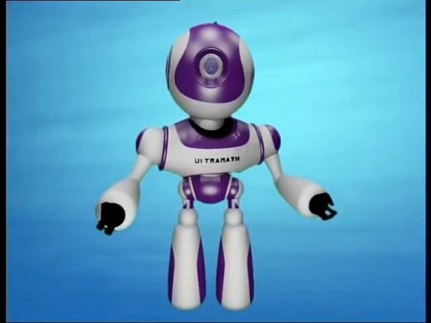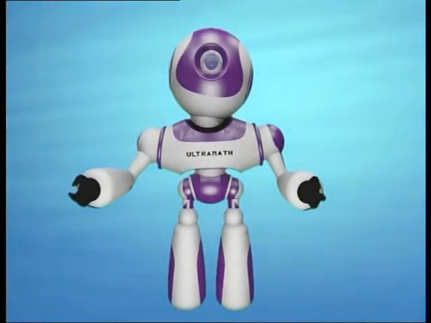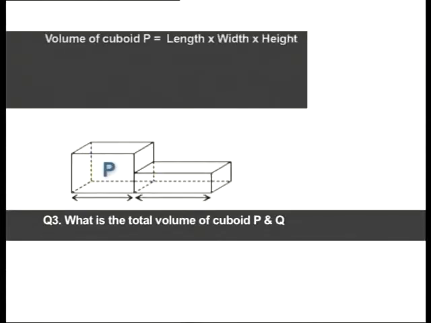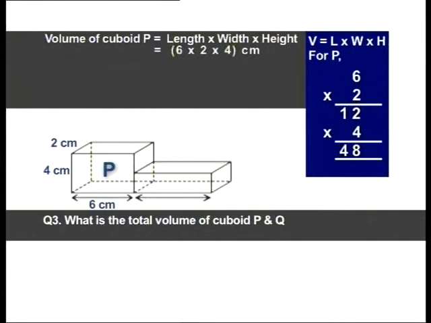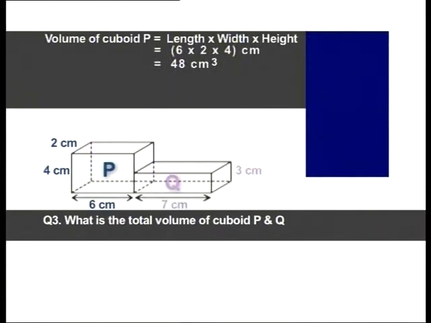What is the total volume of cuboid P and Q? Remember the formula. Let's do P first. For P, the length is equal to 6 cm, width equal to 2 cm, and height is equal to 4 cm. So 6 multiplied by 2 equals 12, and 12 multiplied by 4 equals 48 cm cubic. Let's find the volume of cuboid Q.